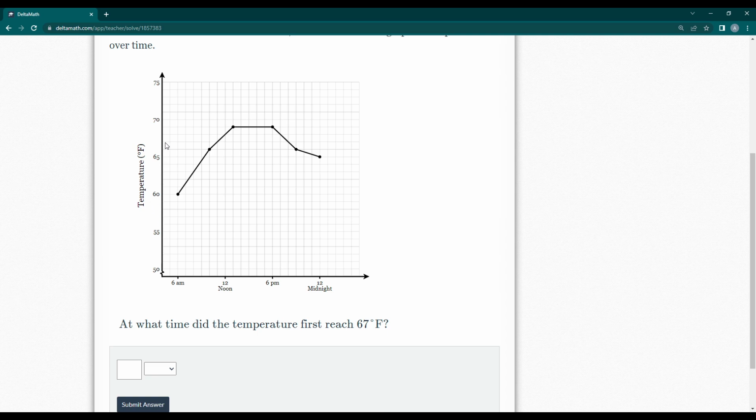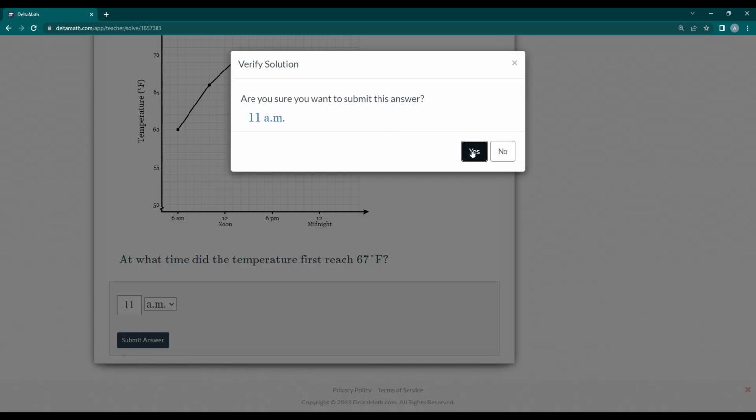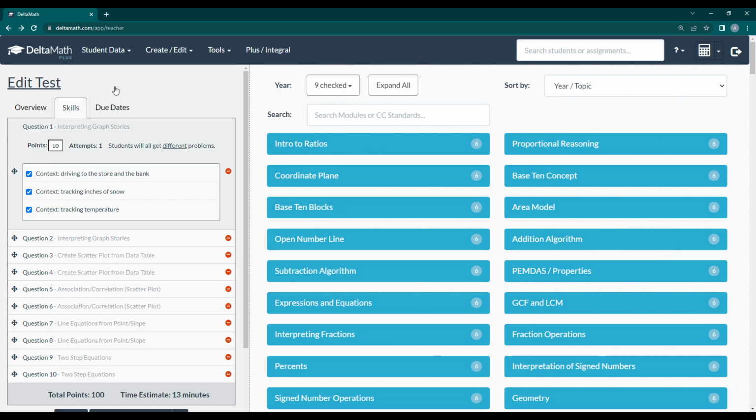1, 2 is right here. We're going to go over. It would be right here. I would follow the line down. And that'd be 1 hour before noon. Well, 1 hour before noon is 11 a.m. Hit submit. Yes, and we got it right. So that's what problem 1 is going to look like.